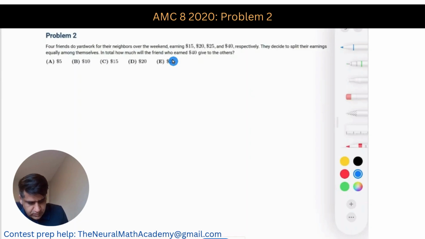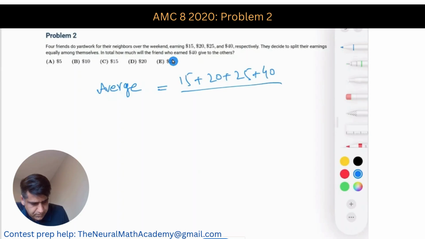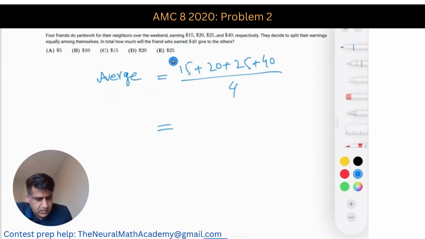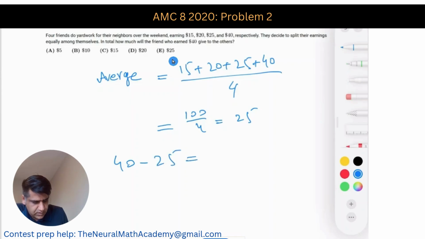So what we can do is first calculate the average or mean. So we say average is equal to... and now if I take the difference, that would be 42 minus 25, and it is 15. So the answer is C.